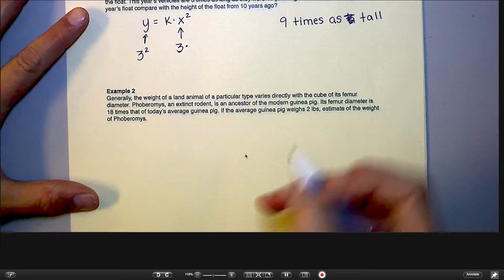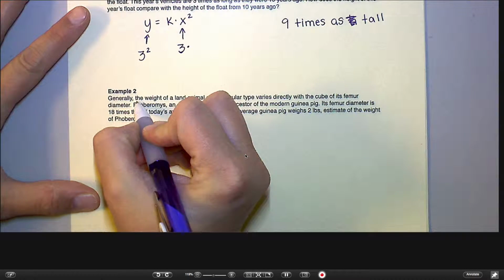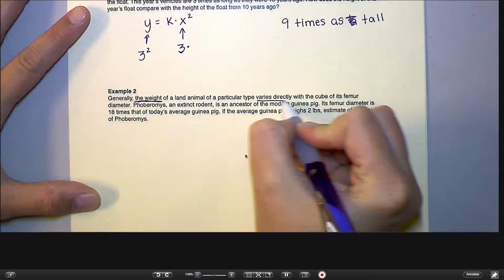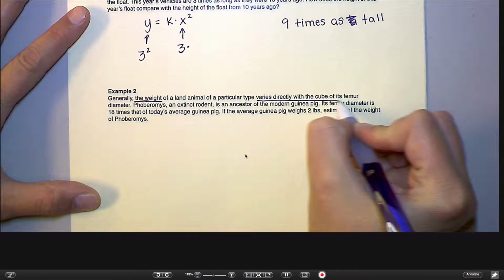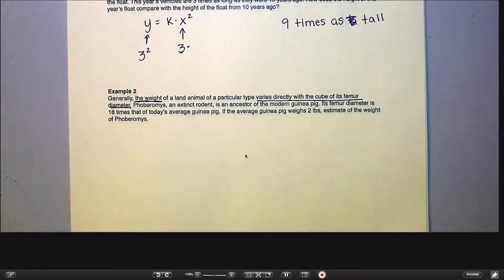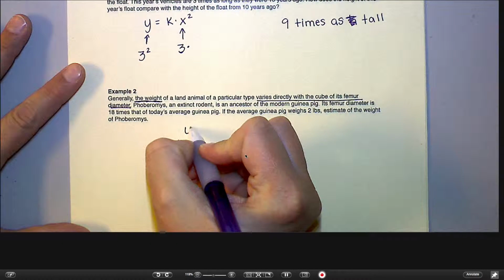Okay, so again, let's focus in on our key sentence. The weight varies directly with the cube of the femur diameter. Okay? So again, before I care about anything else in the problem, what's our general equation look like here? y equals k times x cubed. Perfect. y equals k times x cubed.